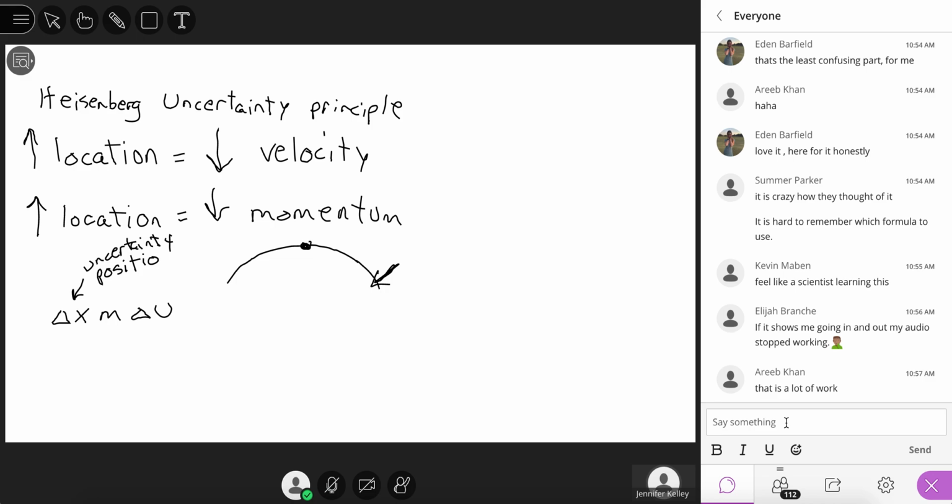And so what that means is, if the electron could be from here to here, but you don't know exactly where in there it could be, the distance from here to here is equal to delta x. And this is the uncertainty in velocity, or speed. And that stuff is greater than h over 4 pi.